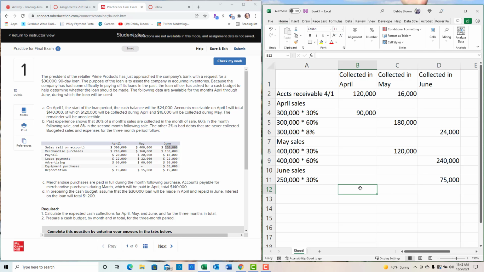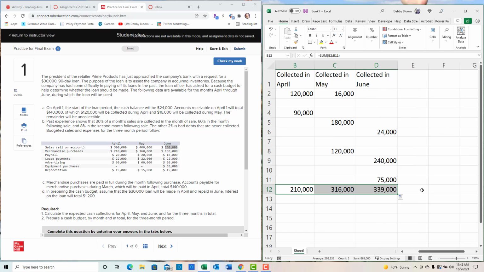So here in cell B12, equals sum. I'm going to make sure that I add the entire column because Excel will ignore blank cells. So I'll make sure to add all of the numbers not only in column B, but also in column C and column D. So close up the parentheses, hit enter, and copy the formula across the cells.